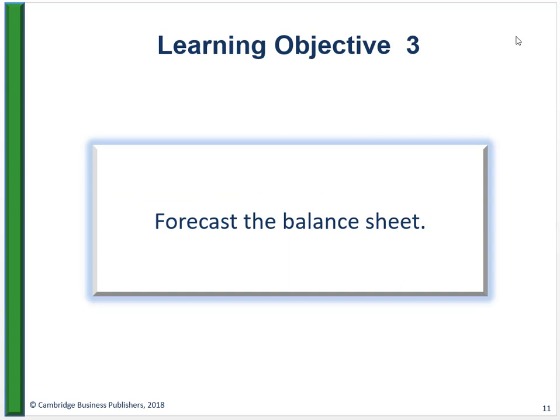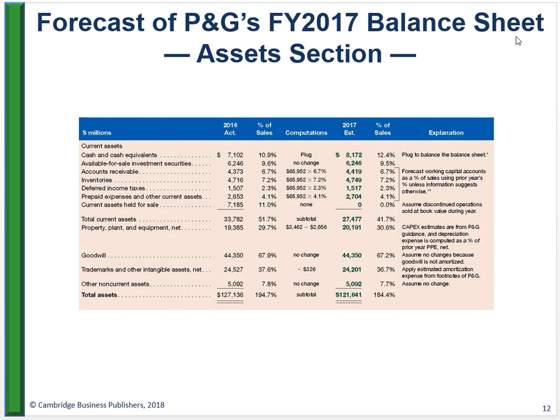Okay, let's move on to forecasting the balance sheet, which would be learning objective number 3 here. And we can see Procter & Gamble's balance sheet for fiscal year 2017. And again, we're going to take 16 and we're going to present that as a percentage of sales. So no different than what we just went through for the income statement. And you can see cash and cash equivalents and available for sale securities and accounts receivable and so on and so forth, each presented in this manner.